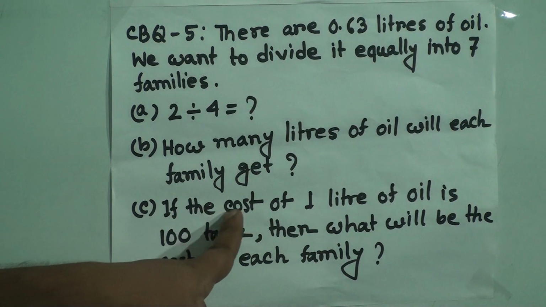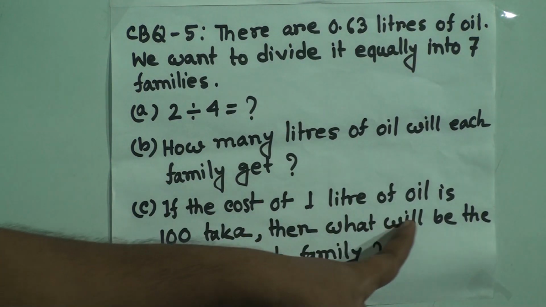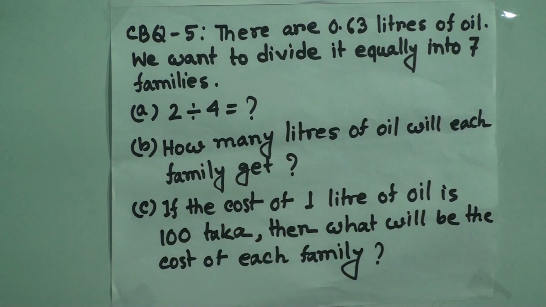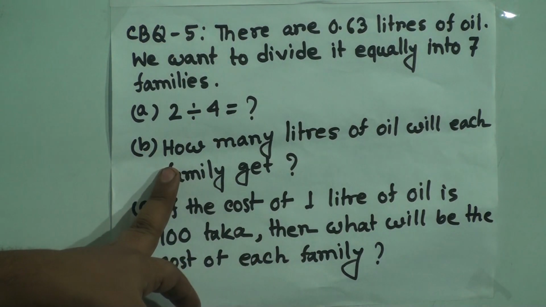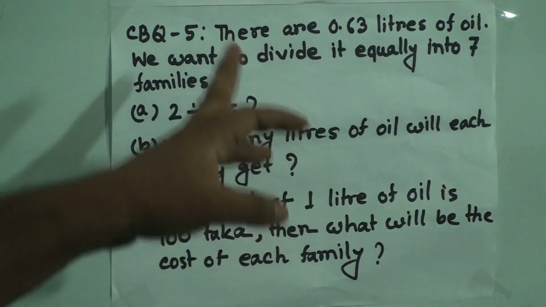C number, if the cost of 1 liter of oil is 100 taka, then what will be the cost for each family? My dear student, we have already found out how much oil each family gets from question number B. The price of 1 liter is 100 taka. So the price of each family's amount of liters is what? We do multiplication and we get the answer. I hope you have understood how to solve question number 5.